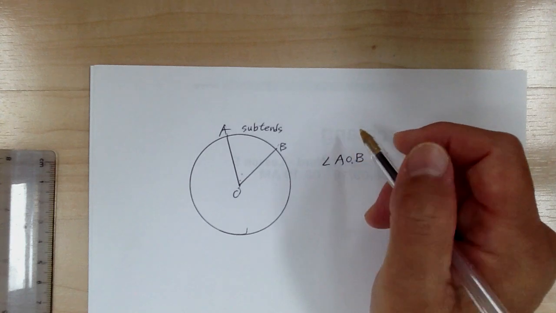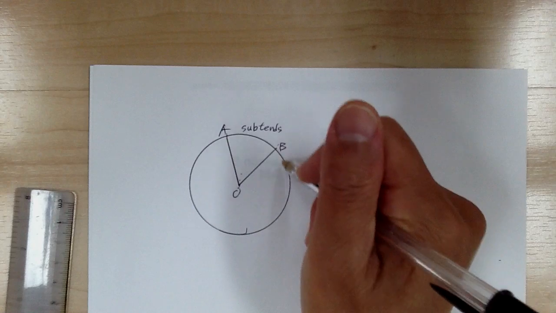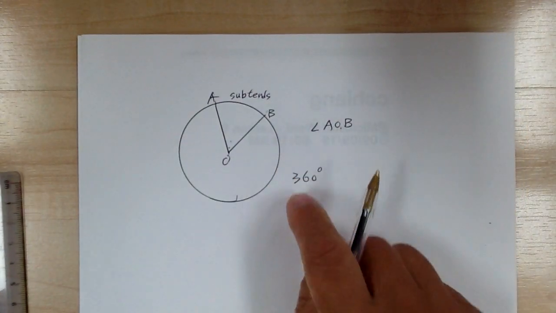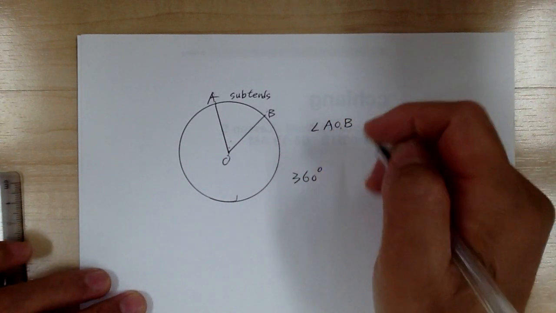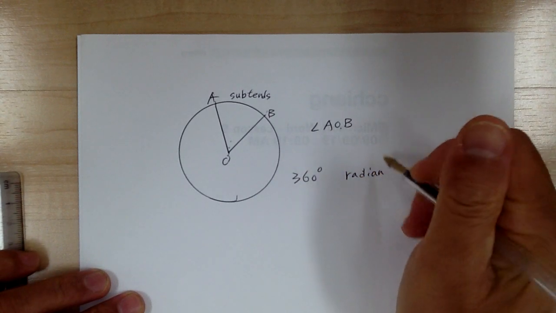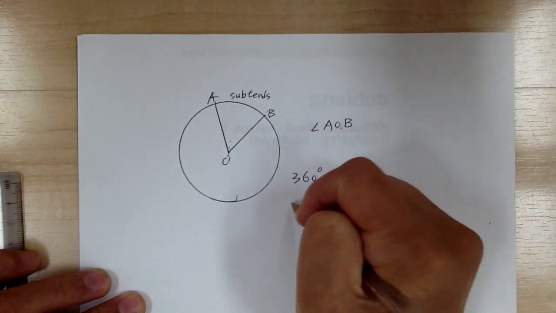Normally, when you measure a circle, one entire circle is 360 degrees if you measure in degrees. But the circle can also be measured in different ways. You can measure in radians, and when you measure in radians, one circle would be 2 pi.